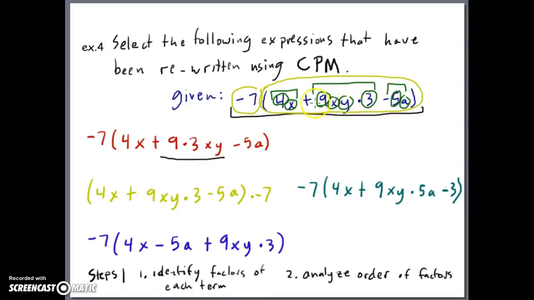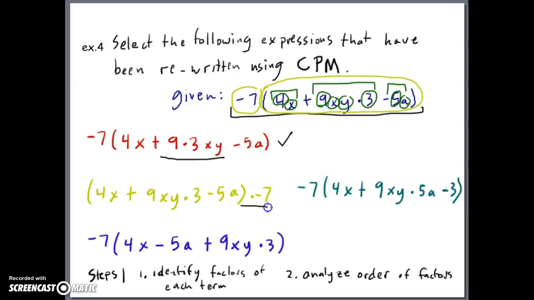We've identified the number of factors. They had 4 factors. They still do. And the order has changed. Now the 3 is being multiplied in front. So this is actually a correct example of it being rewritten. And now we've got 4x plus 9xy times 3 minus 5a. So it doesn't seem like anything has changed inside the parentheses, times negative 7.